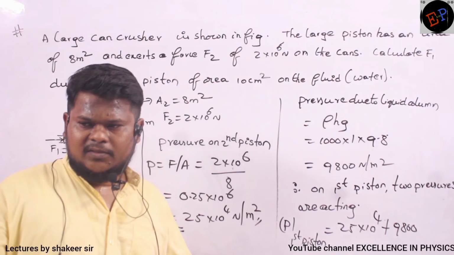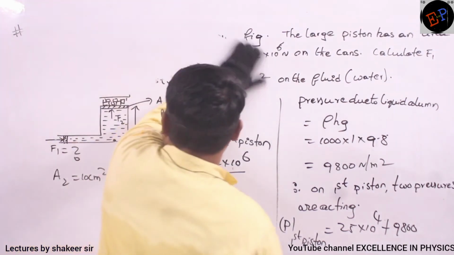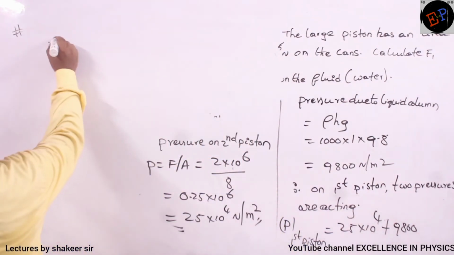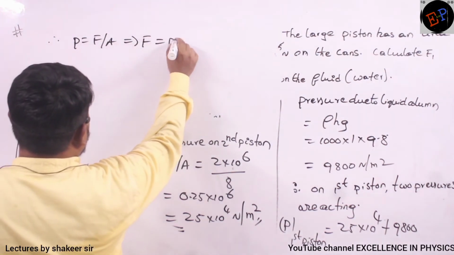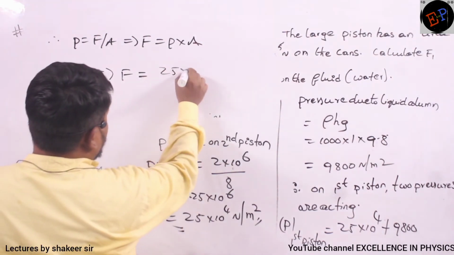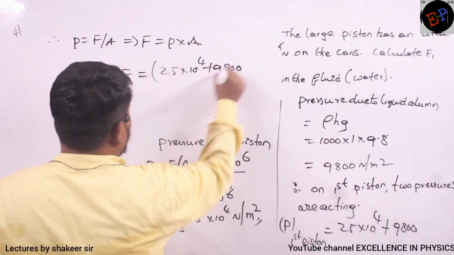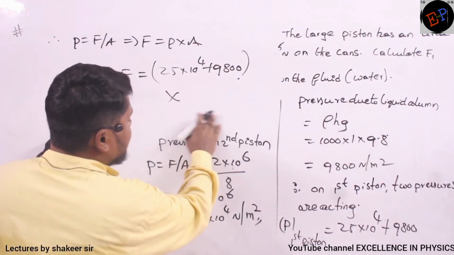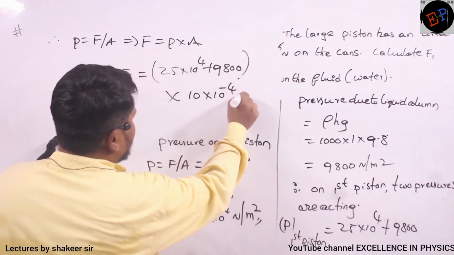Because pressure is nothing but force per unit area. Clear? So we know that pressure is equal to force per area. So what is force? Force is equal to pressure into area. So force is equal to 25 into 10 power 4 plus 9800 multiplied by the area of this piston. For the first piston, units also we have to see: 10 centimeter square, so 10 into 10 power minus 4 meter square.